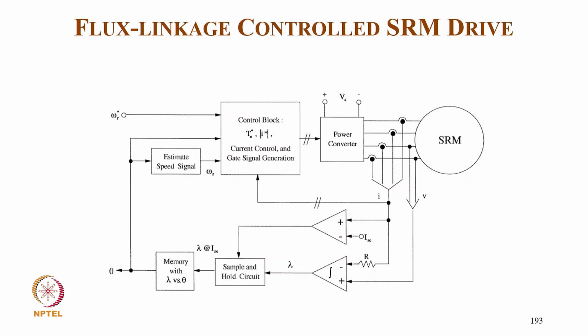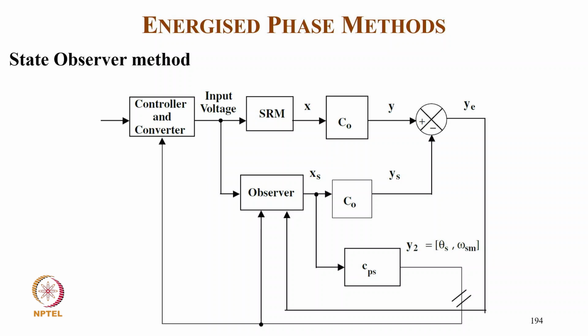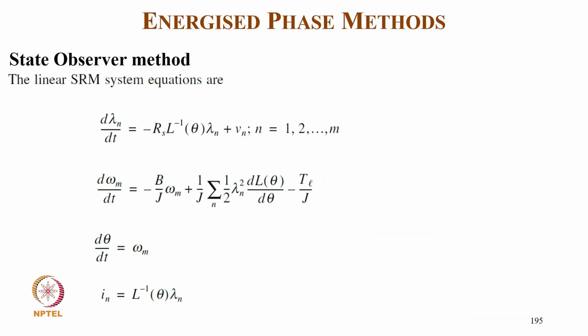control, and the gate signal generation, giving a signal to the power converter feeding the switched reluctance motor. In this state observer, we have a reference speed and an estimated speed which go to the controller and converter, and that typically goes as input to the switched reluctance motor. Then from the switched motor we have the feedback, which gives Y, and from the observer we also get Ys, from which we get the error, and then we get the position and speed from this observer.